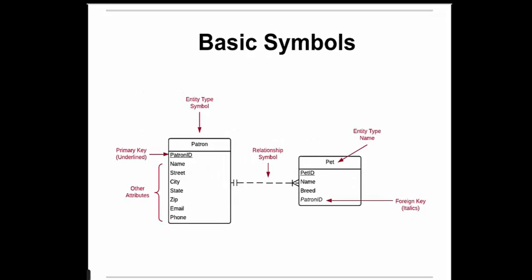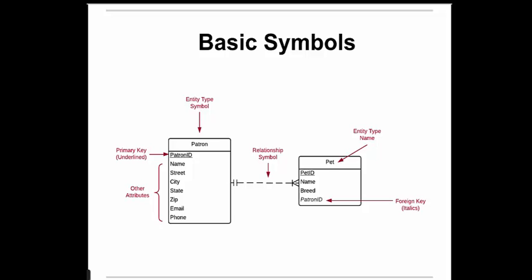So let's look at some basic symbols of an ER diagram. Entities are represented as rectangles, often broken into multiple horizontal lines. In this case, we have one horizontal line across the patron entity. Above the line is the name of the entity, in this case patron, and beneath that are the attributes. The primary key attribute is usually underlined. On the pet entity, you see fewer attributes, but you also see an attribute that has its name in italics. When you see an attribute in italics, this is a foreign key.